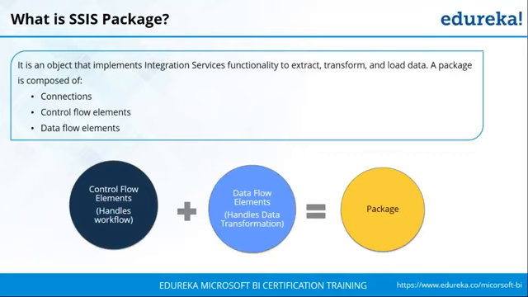Now workflow is you are doing something in steps, like step 1, step 2, step 3, step 4 in sequence, or step 1 and 2 in parallel. So the sequence is done through control flow, and then you have a place where you do the transformation. So these transformations are handled by data flow elements.